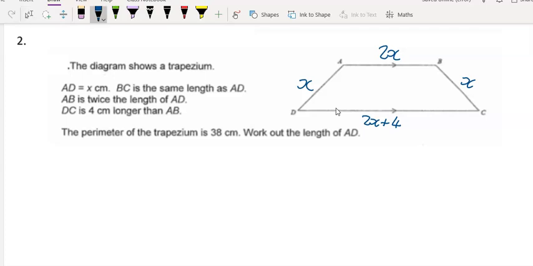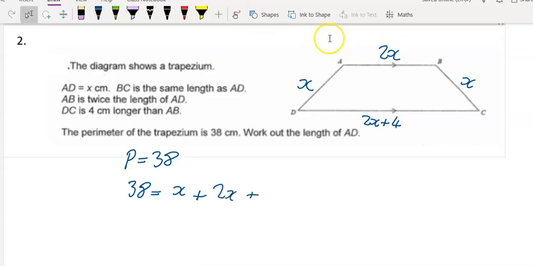So what we can just do is add them all up, because you're told that P, which is a perimeter, is equal to 38. So 38 is then equal to x, which is this first side, plus the 2x, which is this next side, plus another x over here, and then your last side is 2x plus 4. So that's all 4 sides of your trapezium. Here we have the first side, the second side, the third side, and the fourth side. So it's ugly. If something's a mess, we can tidy it up and make it a wee bit prettier.